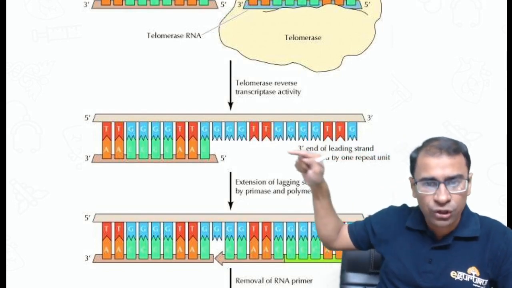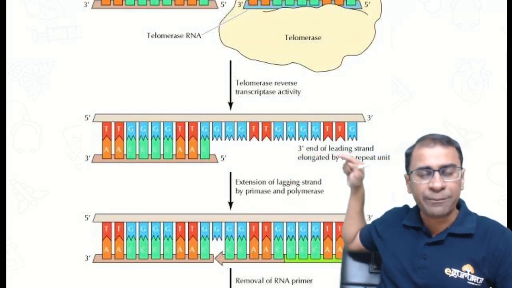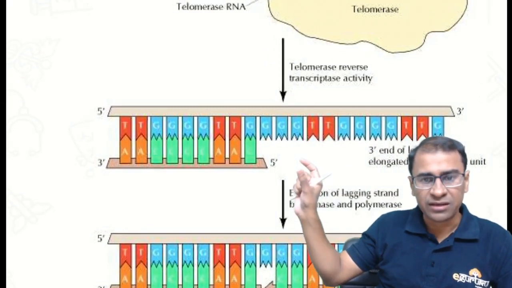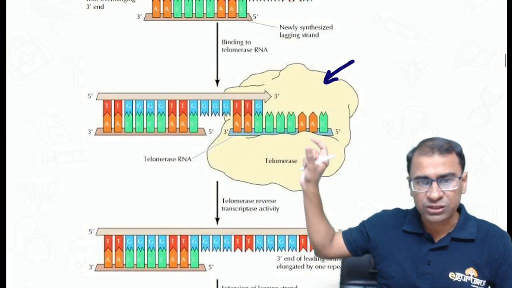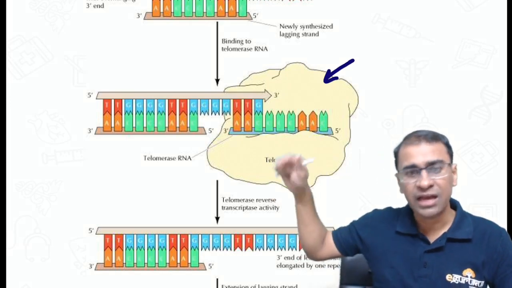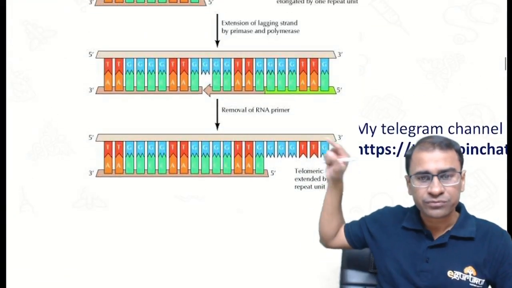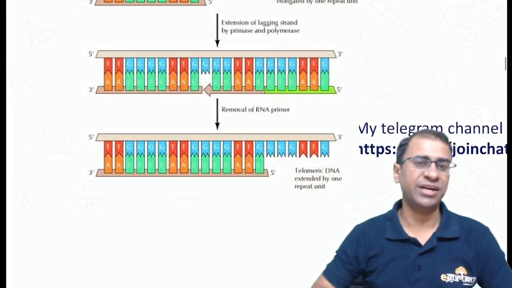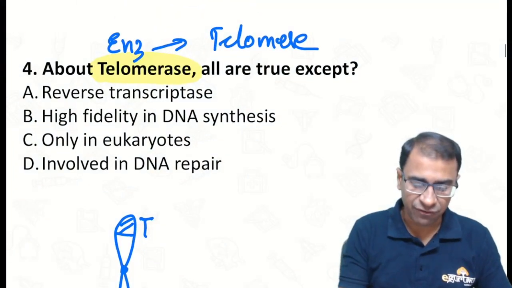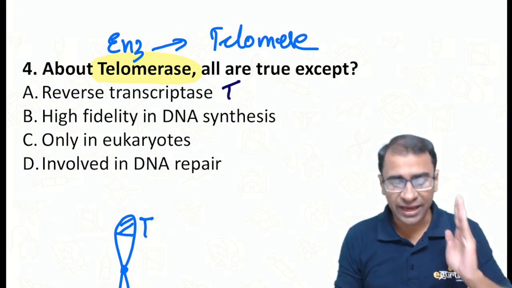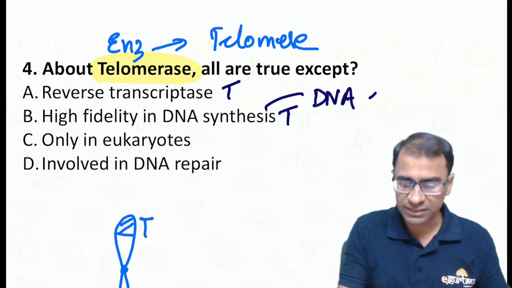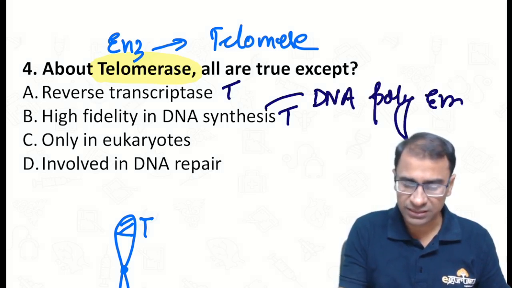There is extension of the chain here by the primase and the polymerase as we did in genetics, and then the short segment here is removed. Which is removed? The small RNA primer. Remember this RNA primer, which was actually a part of the telomerase? It is then removed, and then the whole thing starts extending. So what I want to tell you here is this whole thing actually has a reverse transcriptase enzyme. Yes. A high fidelity of DNA synthesis. Yes. Why? Because they have the DNA polymerase enzyme.